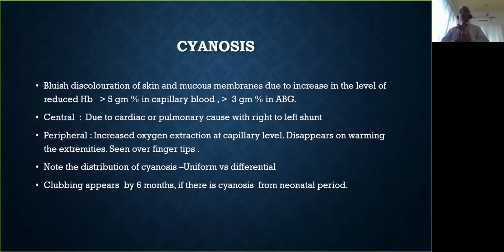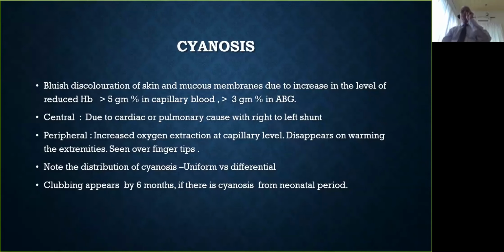But today, you don't debate whether this child is cyanosed or not. You measure the SpO2. An SpO2 less than 94% you consider as low, and you start looking critically for it. Cyanosis we classify as central and peripheral. Central is when it is due to a cardiac or lung cause with a right to left shunt. Peripheral is because there is increased oxygen extraction at the capillary level. This happens when there is intense vasoconstriction, and therefore it would disappear if you warm the extremities. You are likely to see it over the fingertips, maybe even on the tip of the nose or the earlobe.